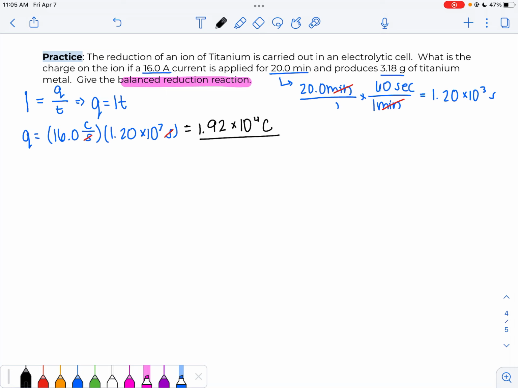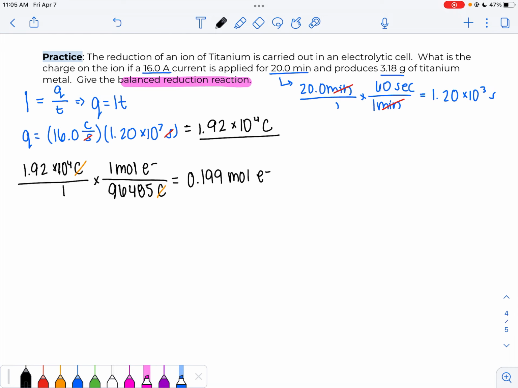What I need to find out is how much charge is being carried per mole of electrons. So when I do that, I have 1.92 times 10 to the fourth coulombs. I know that one mole of electrons carries a charge of Faraday's constant, 96485 coulombs. So when I plug this into my calculator, I end up with 0.199 moles of electrons. Okay, great.